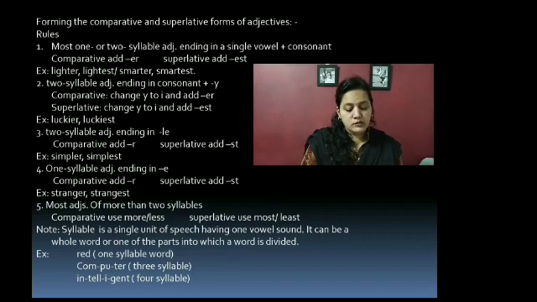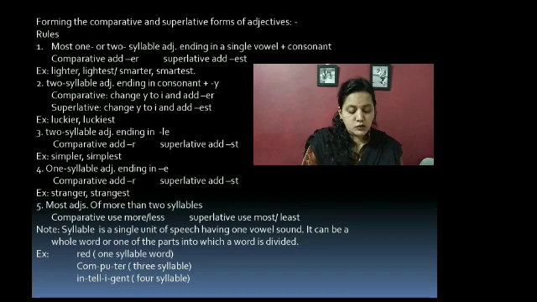Like most one or two syllable adjectives ending in a single vowel plus consonant. There is a single vowel and then a consonant. So for these kinds of words, we have to add ER to the comparative and EST to the superlative degree. For example, smart will become smarter, smartest. And then we have light, lighter, lightest.